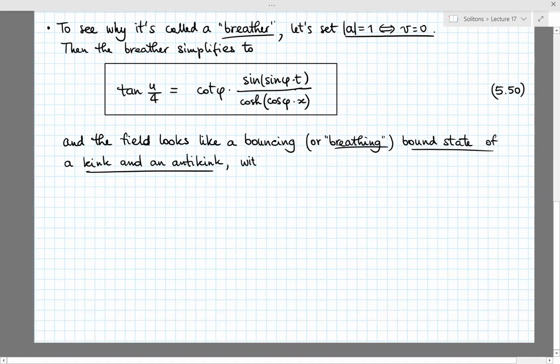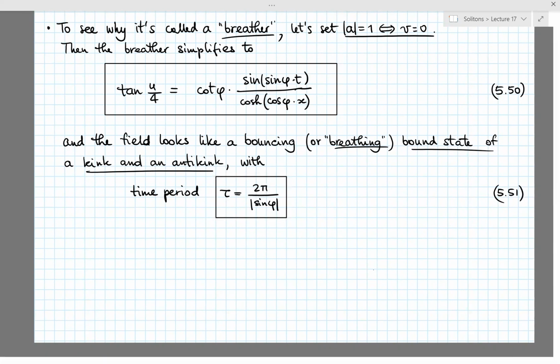And this bound state is periodic in time, so it has some time period tau, which is equal to 2 pi over the absolute value of sine phi. I write the absolute value to make sure that the time period is positive. This is the periodicity that we observe by looking at the numerator in 5.50. The solution is also localized in space because this hyperbolic cosine in the denominator is such that u goes to 0 exponentially fast when x becomes large and positive or large and negative.